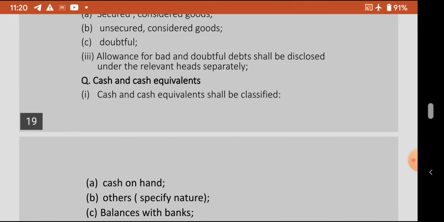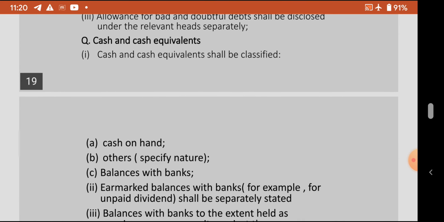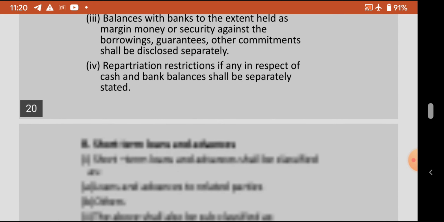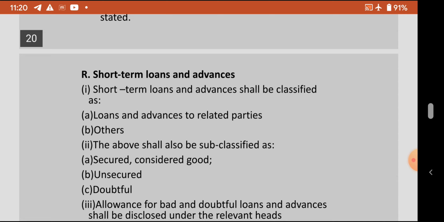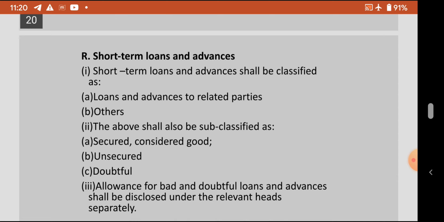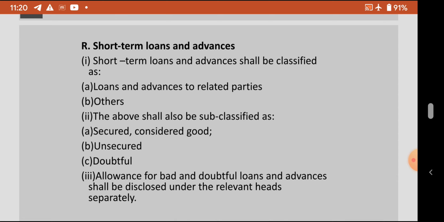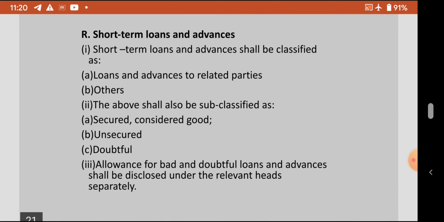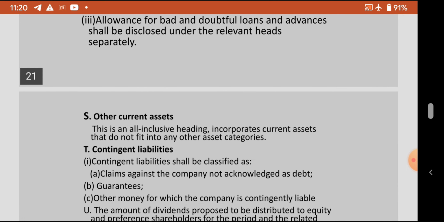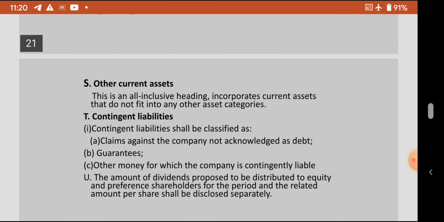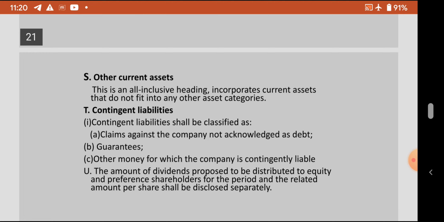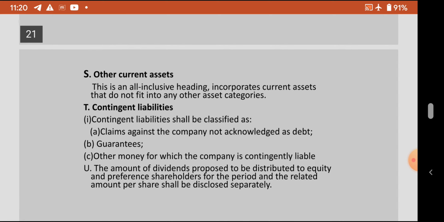Then we have cash and cash equivalents. It mainly includes cash in hand and balances with the bank. Short term loans and advances basically include loans and advances to related parties, others. Okay, so basically current assets include all those assets which do not come under the above. We take them under other current assets.